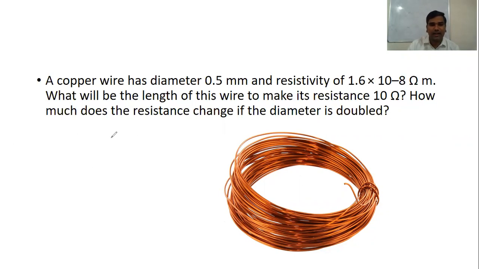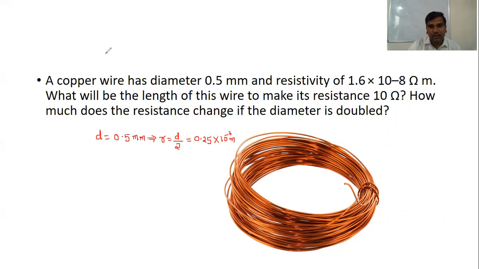Now we can see there is a copper wire. The given data: diameter is equal to 0.5 mm. If diameter is given, then radius R is equal to half of the diameter, which is equal to 0.25 millimeter. 0.25 millimeter can be written as 0.25 × 10^-3 meter. That is about the diameter.